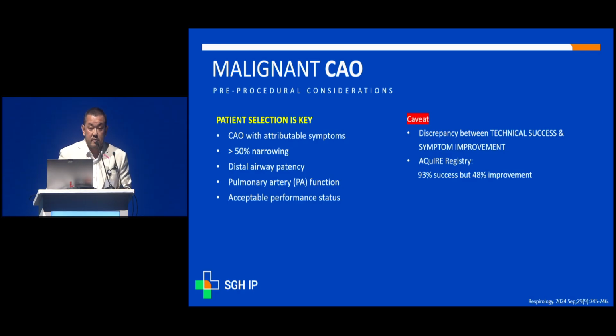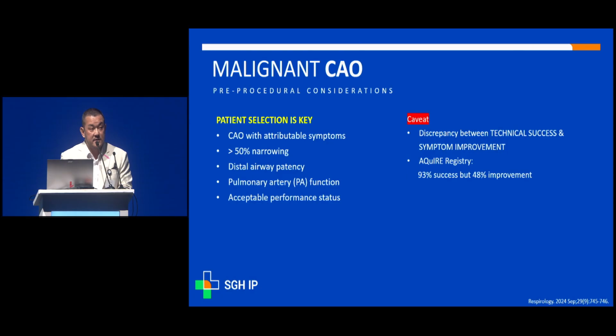Coming to pre-procedural considerations, I cannot stress enough the importance of selecting your patients well. Patient selection is key. The patient must have CAO, and the symptoms must be largely attributable to the CAO. As we all know, patients with lung cancer have many reasons for shortness of breath, whether it's lymphangitis, pulmonary embolism, SVCO, etc. Anatomically, there must be more than 50% narrowing, and there must be distal airway patency beyond the obstruction. We also have to look at the pulmonary artery function, and the patient must have some acceptable performance status at baseline.